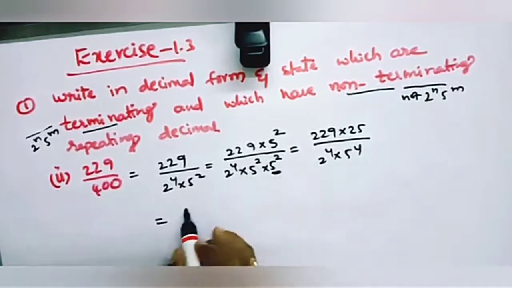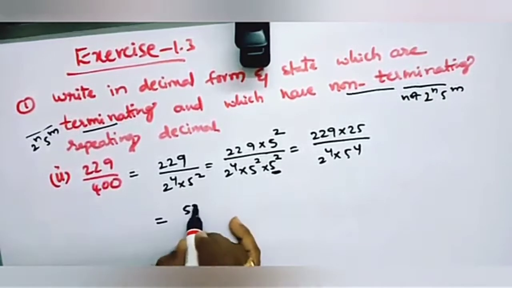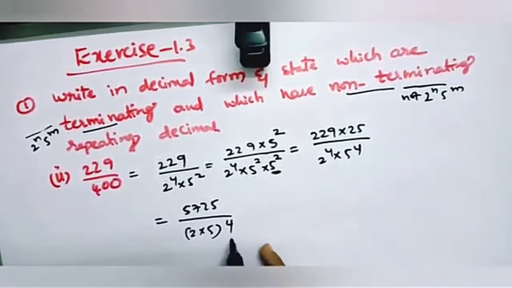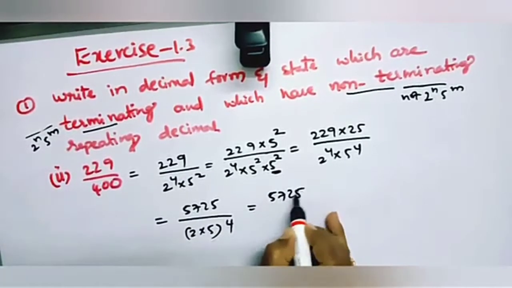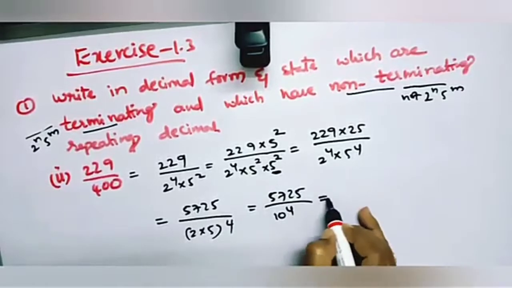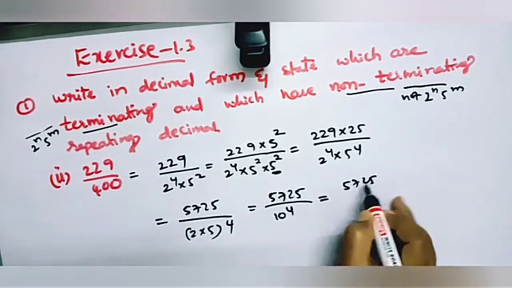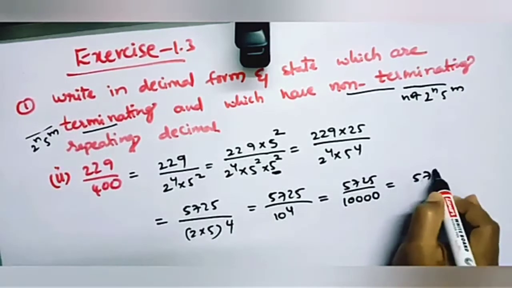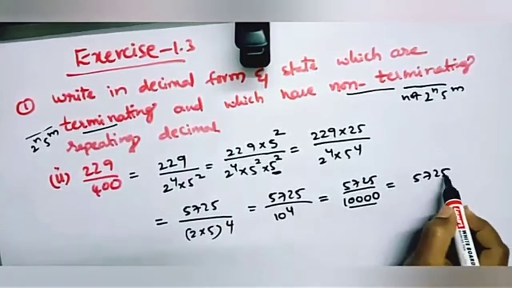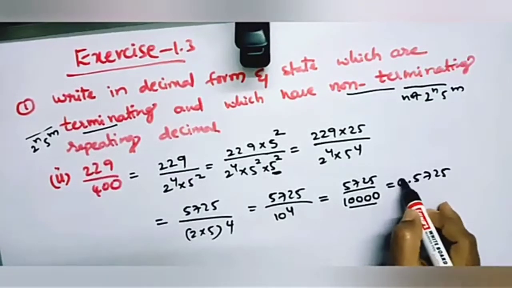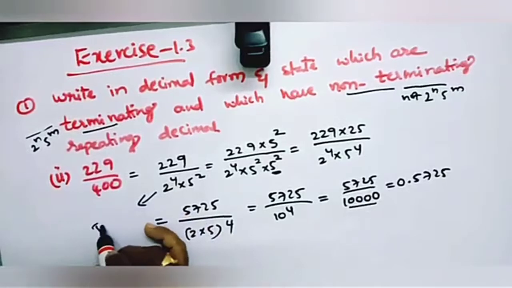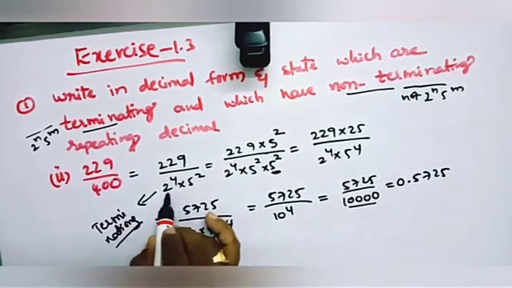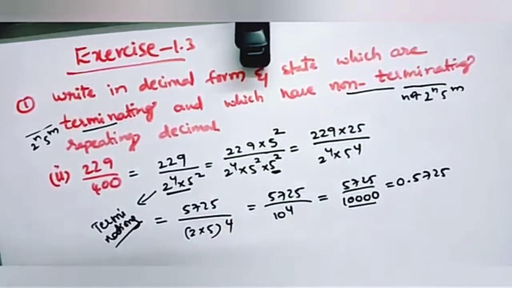The next 229 into 25 you will get 5725 by 2 into 5 whole to the power of 4, that is 5725 by 10 to the power of 4, that is 5725 by 4 zeros we required. So 5725, here 4 digits are there, so 1 2 3 4 you will get the answer, and it is a terminating decimal. Why? Because the denominator is in the form of 2 power n and 5 to the power of m.